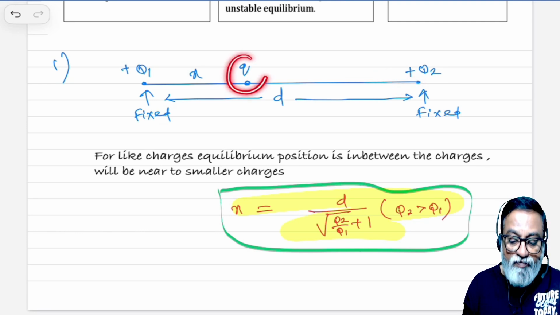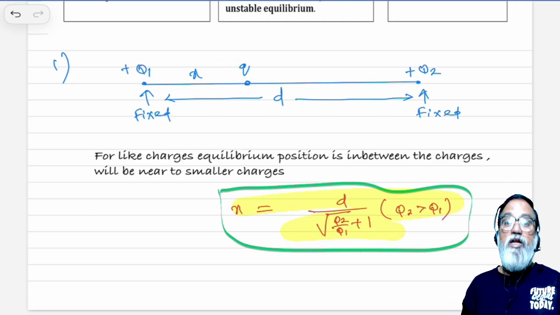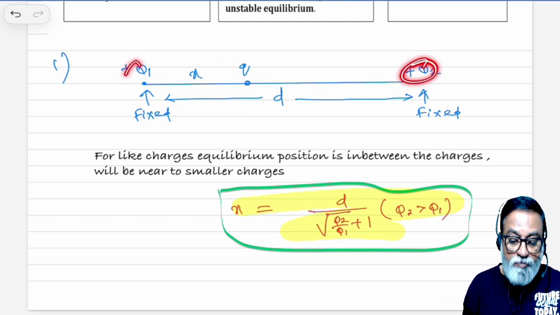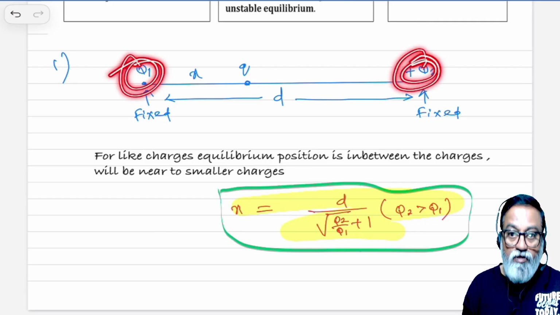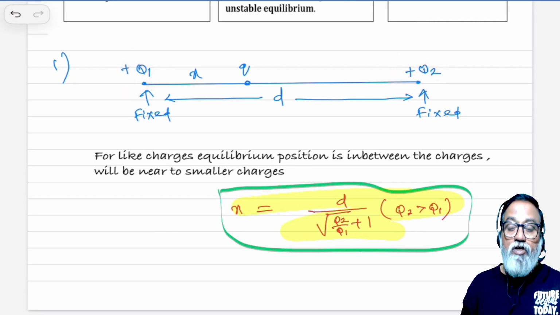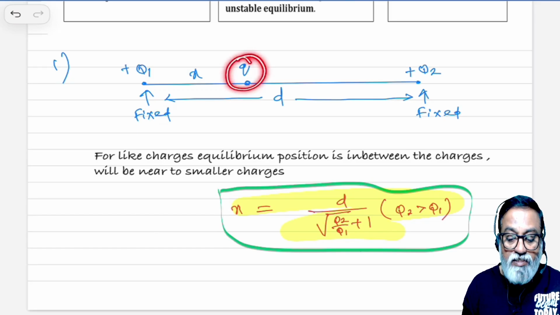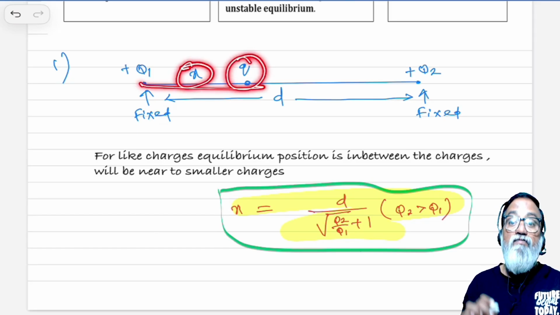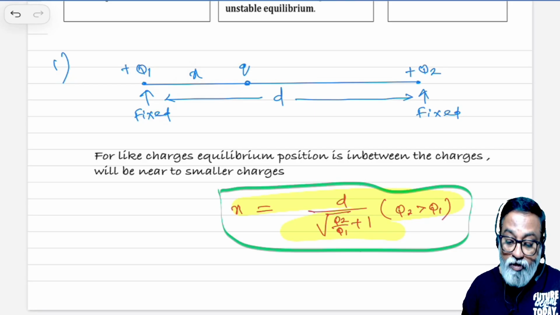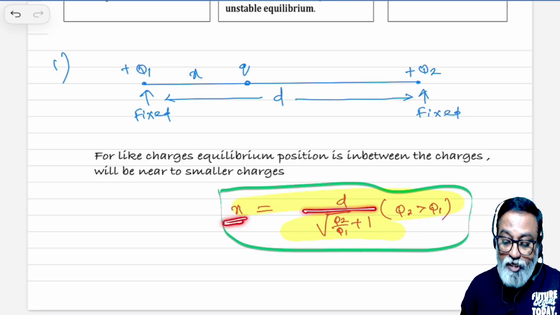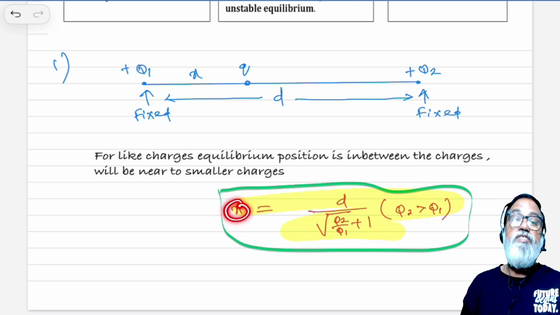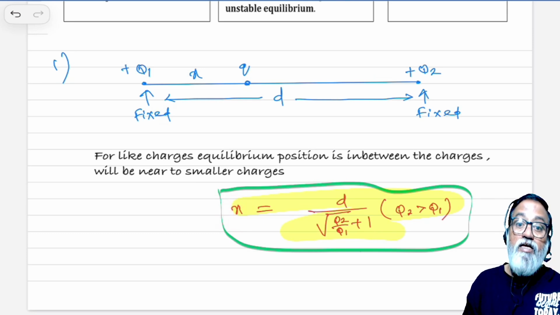Fixed charges means even if the magnitude is very large, the third charge does not pull these charges. Therefore, for equilibrium, in this case, for like charges, this is positive, this is positive, or this is negative, this is negative, the third charge should be placed in between the charges at a distance x from the charge having smaller magnitude. The formula is x is equal to d by square root of q2 by q1 plus 1. Here q2 should be greater than q1, and this distance is from the charge having smaller magnitude. This is case 1.